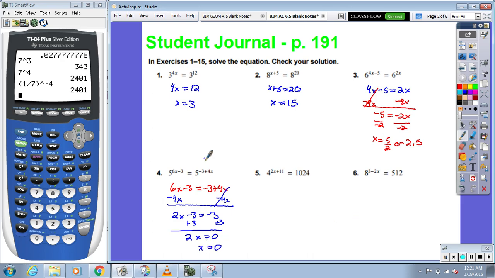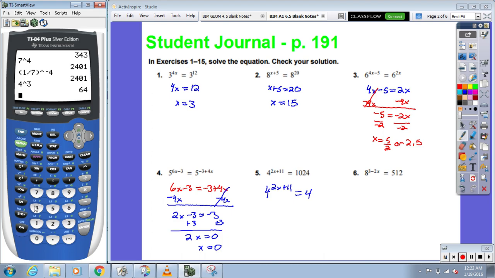Now, it gets a little trickier on number 5 and 6. So what's going on here is this is 4 to the 2x plus 11, and we want to figure out what 1024 is as a power of 4. So just think about this. 4 to the second power, 4 squared, is 16. So let's try 4 cubed. 4 cubed is not quite it, so let's go up another one and try 4 to the 4th. Still not quite there, so let's give 4 to the 5th a shot, and you get 1024. So 4 to the 5th is the same as 1024, so I can rewrite it like this.